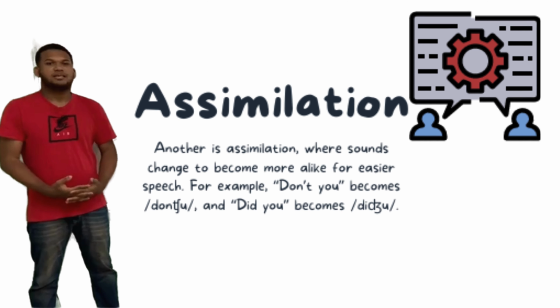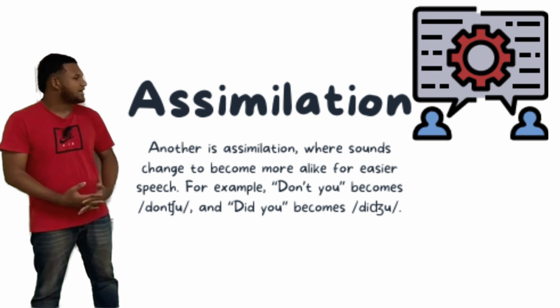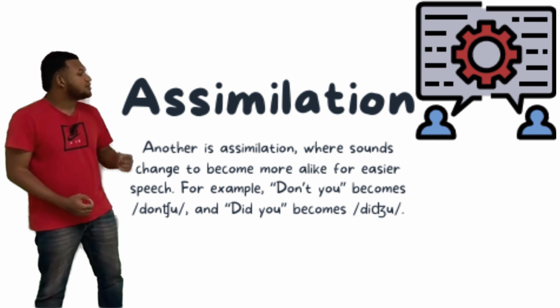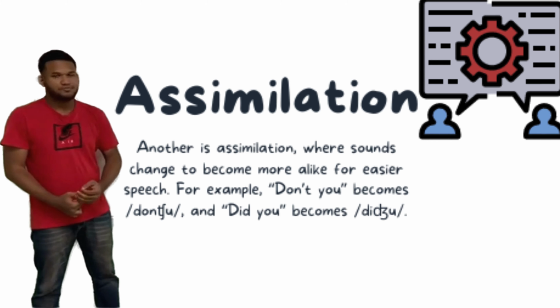Another of the features in connected speech is assimilation, where sounds change to become more alike for easier speech. For example, "don't you" becomes "donchu," and "did you" becomes "didju."